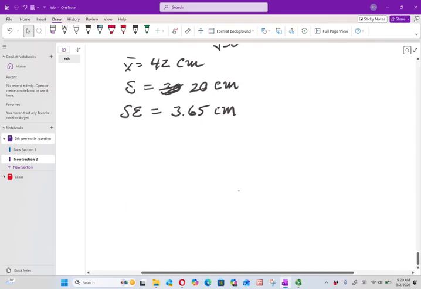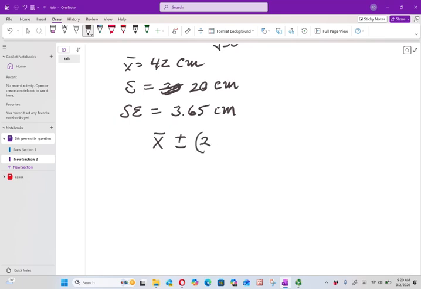For a 95% bet, we have the average plus and minus 2 times 3.65. So it's 42 plus or minus 7.3, it says here. So if I go down 7.3 centimeters, that's the lower limit. I go up 7.3 centimeters, that's the upper limit.